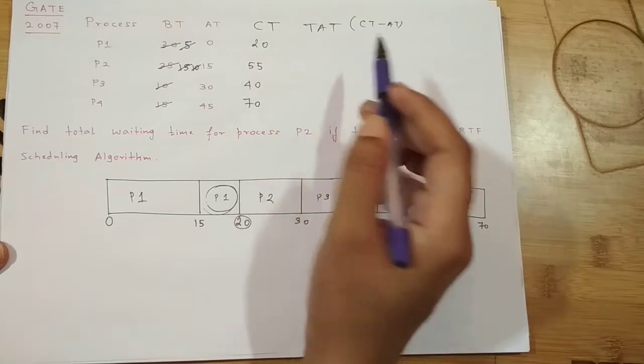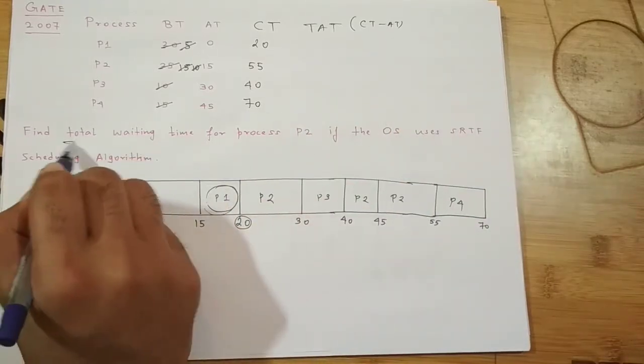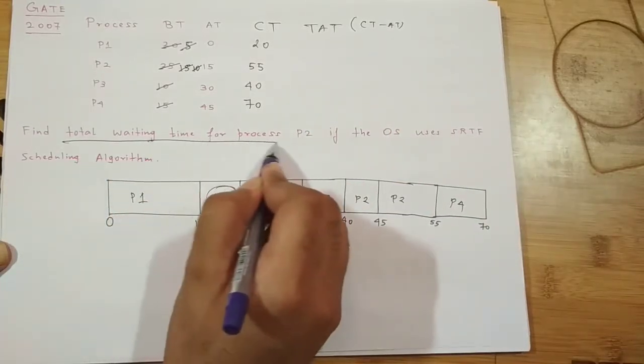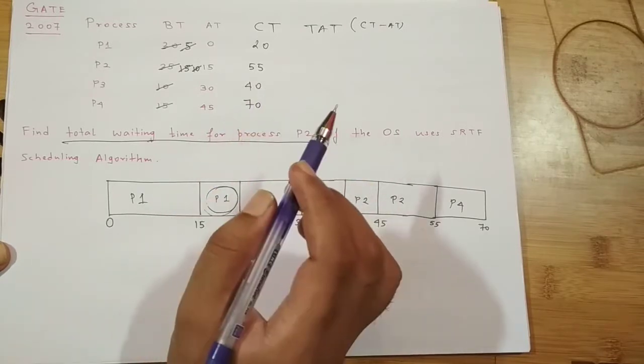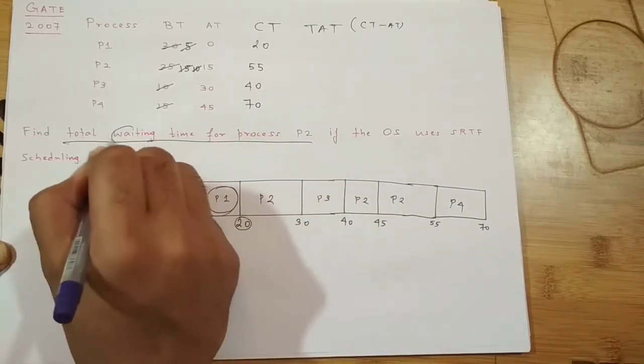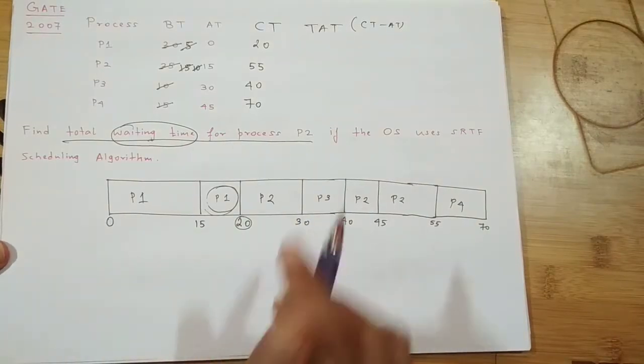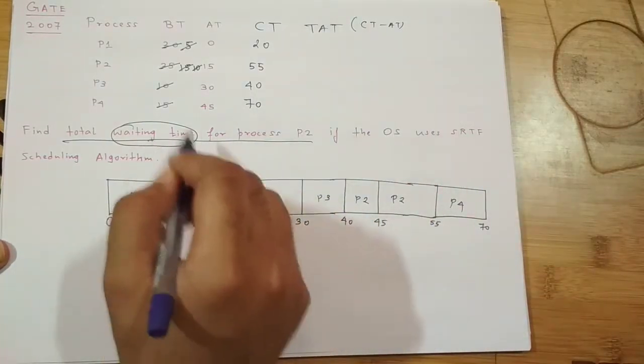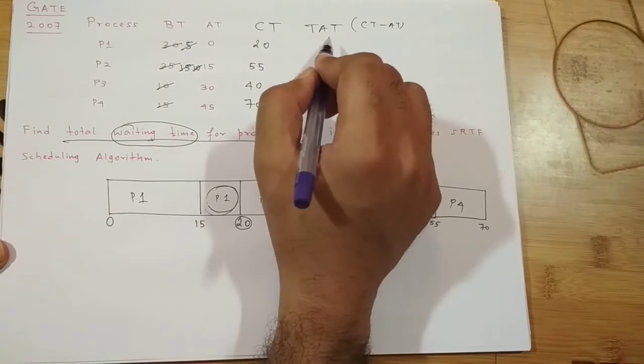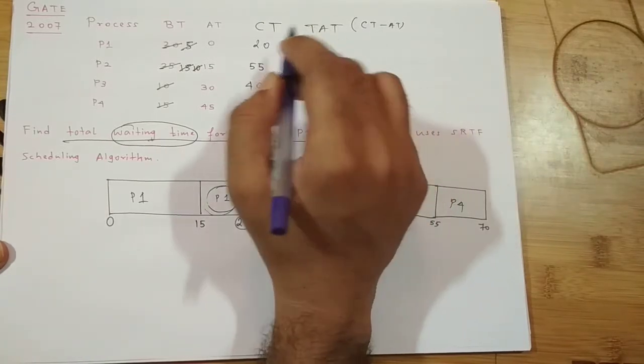Although we don't need to find this because we have been asked to find only the total waiting time for process P2. So we can see that, in fact, we have been asked to find the waiting time, right? I mistook it to be completion time. Anyway, we need to find turnaround time if we have to find the waiting time. So let's just do this. Let's find the turnaround time. It's completion time minus arrival time.